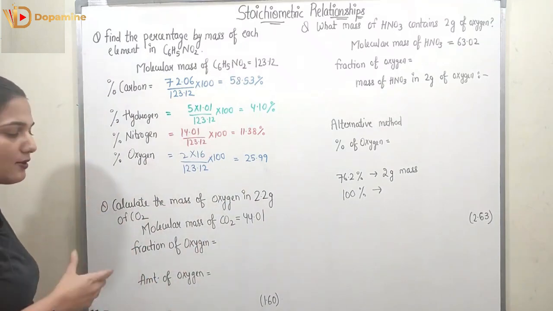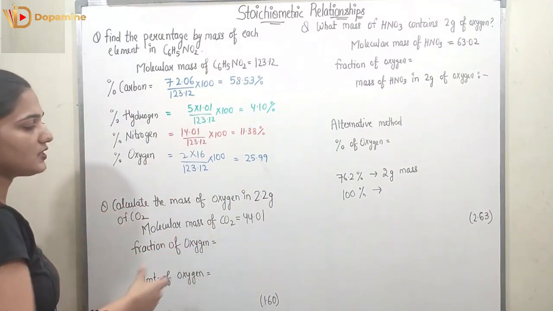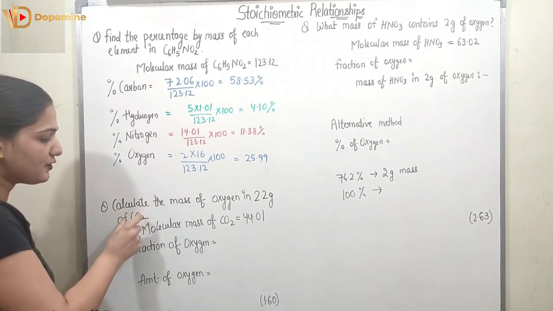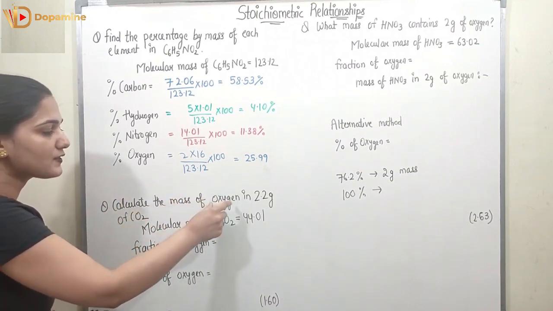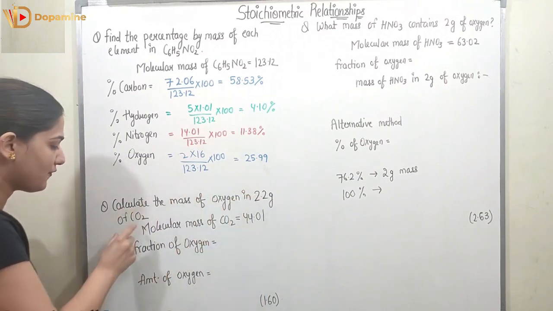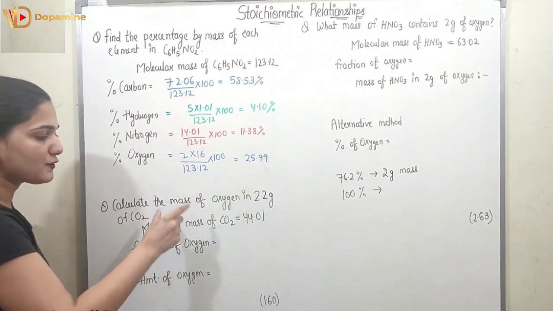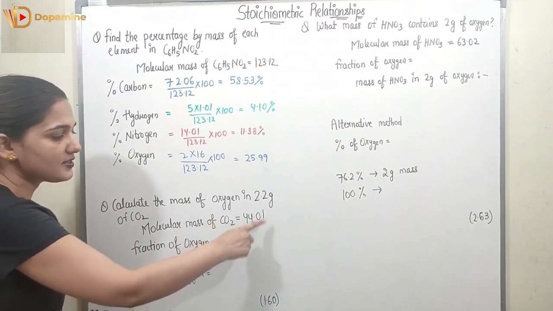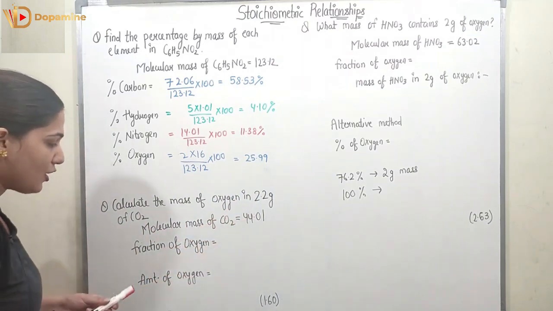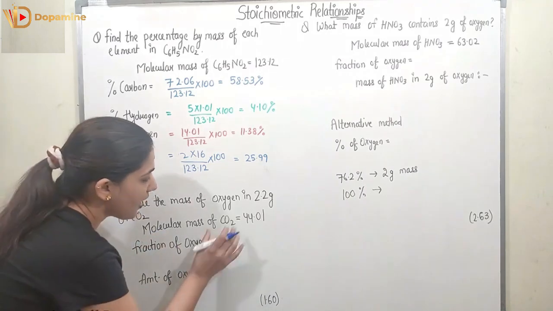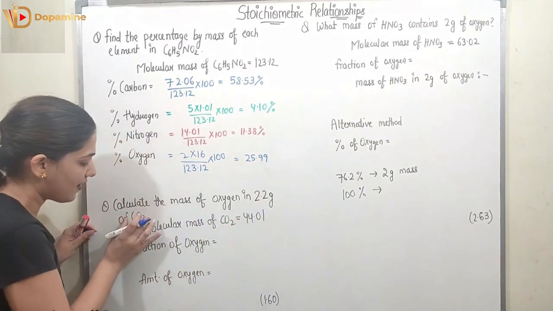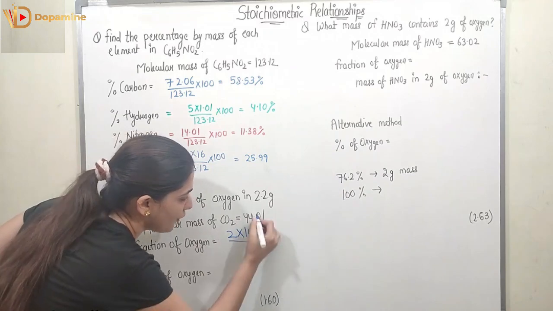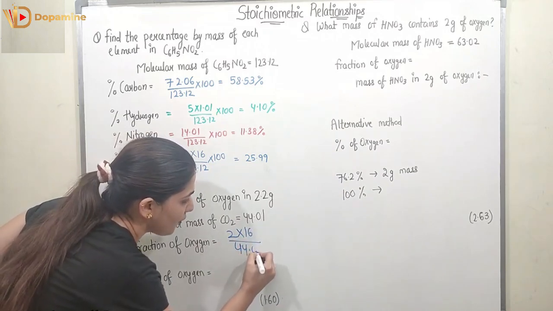Now coming to the next question, it states: calculate the mass of oxygen in 2.2 gram of CO2. Now we know the mass of CO2, we need to find out the mass of oxygen in this 2.2 gram of CO2. We know the molecular mass of CO2, we can find it out with carbon mass and the oxygen mass, it comes out to be 44.01. So what is the fraction of oxygen? It is 2 atoms of oxygen, which is 2 into 16, upon the overall molecular mass, which is 44.01.